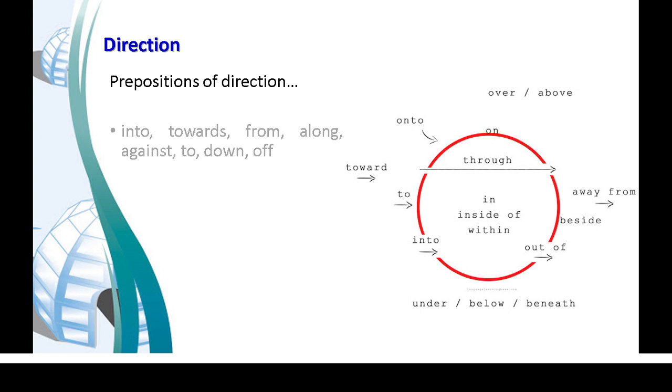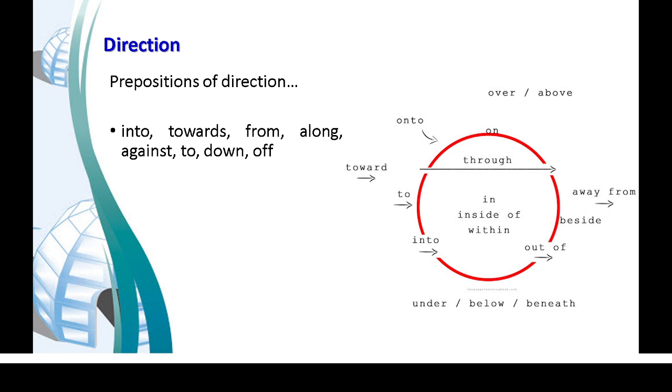This slide shows the direction. The prepositions of direction are into, towards, from, along, against, to, down, off. And here you can see a diagram. It clearly shows the direction with the arrows. There is a circle and you can see the directions with the arrows.